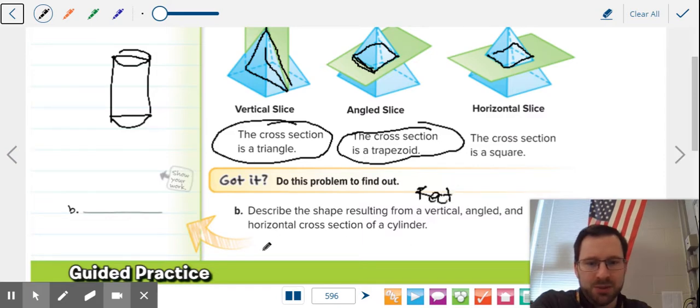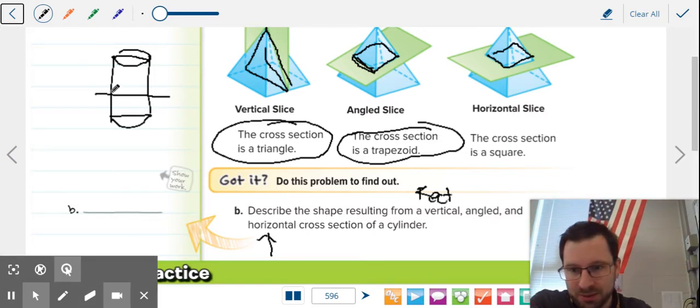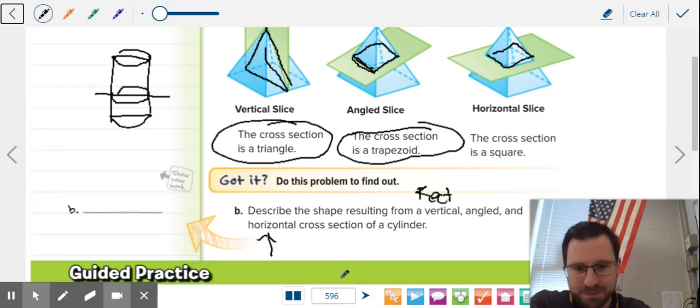Let's go to the next easy one, which is the horizontal. So if I cut across here, that's the same as the top view. So if I'm looking straight down and I cut across, I'm going to cut a circle out of here.